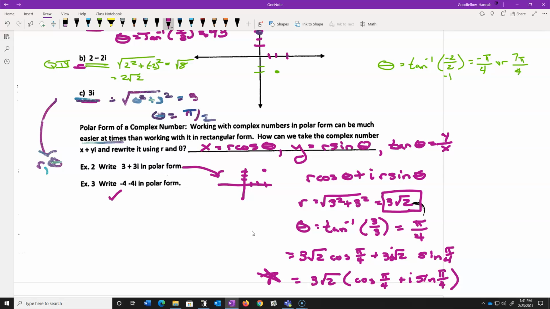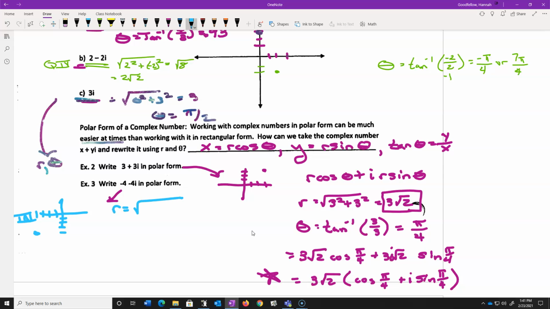Now, let's try one that's in a different quadrant. That's -4 and -4. So 1, 2, 3, 4, and 1, 2, 3, 4. It's down here in the third quadrant. The only reason I write down the quadrant is because you have to pay attention to theta, and you'll end up seeing what I'm talking about.